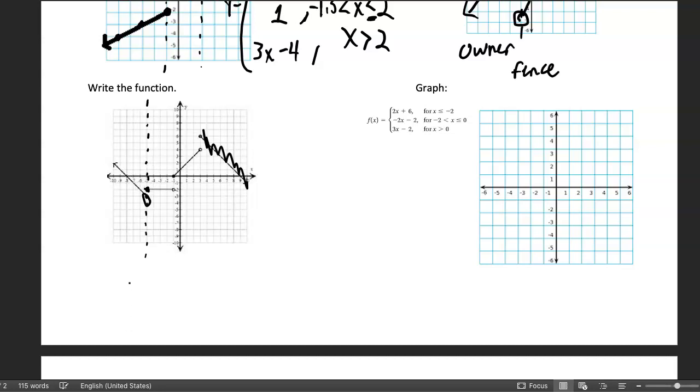So where's that fence at? That fence is at -5. Everything on this side is going to be x is less than -5. Everything on this side is going to be greater than or equal to -5. But we have another fence here. Where's that fence? That is at -1. So we have a fence at -1.